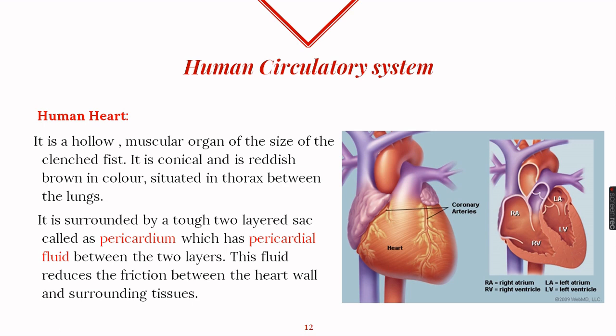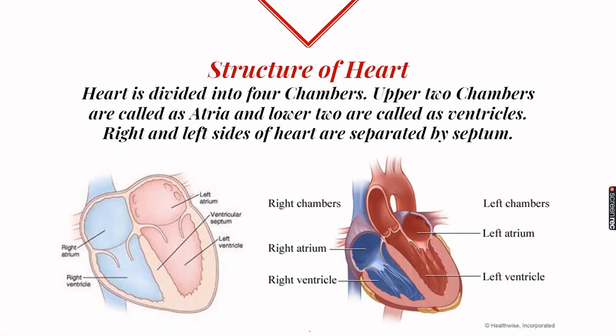the ribs also. Another protection around the heart is a two-layered membrane around it called the pericardium. In between the two layers, there is a fluid called pericardial fluid. This fluid reduces the friction between the heart wall and the surrounding tissue while the heart is contracting and relaxing. The heart is divided into four chambers.